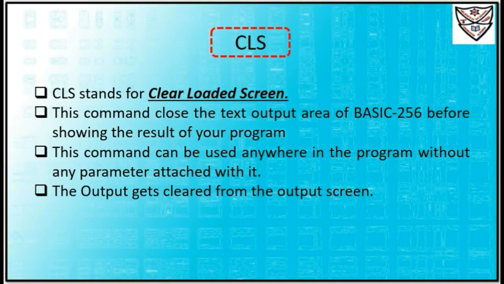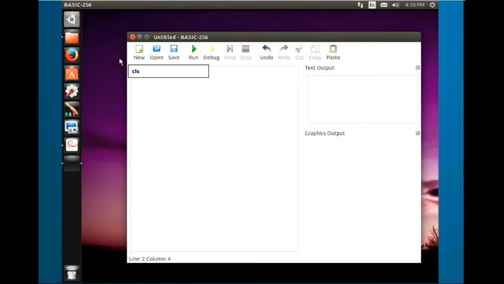CLS. CLS stands for Clear Screen. This command clears the text output area of BASIC-256 before showing the result of our program. This command can be used anywhere in the program without any parameter attached to it. The output displayed before this command gets cleared from the output screen.